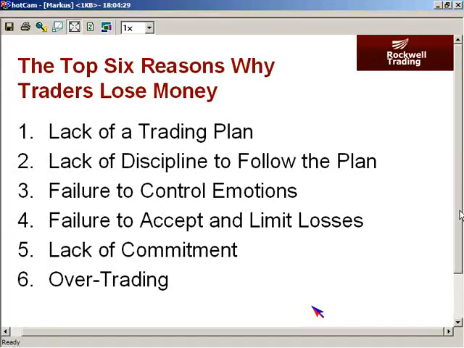Today, we will work on a trading plan. And in the upcoming sessions, we'll then talk about how to develop the discipline to follow the plan, and also how to control your emotions, because our emotions are the main reason why we deviate from our trading plan, because we're getting greedy, we're getting excited, we're getting fearful of pulling the trigger. Reason number 4 why traders are losing money in the markets is the failure to accept and limit losses.